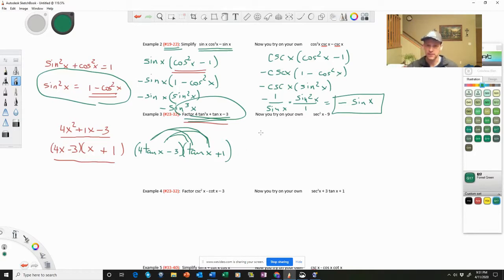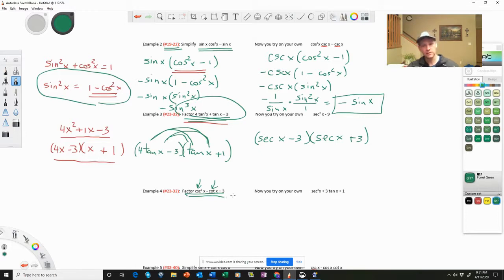Here's what you should have. This is a difference of squares. Pretty simple. This should be secant of x minus 3 times secant of x plus 3. That's it. Easy. Let's go down to example number 4. We are to factor this. Now, you'll notice that there's a cosecant squared and there's a cotangent. You're not going to be able to factor that.